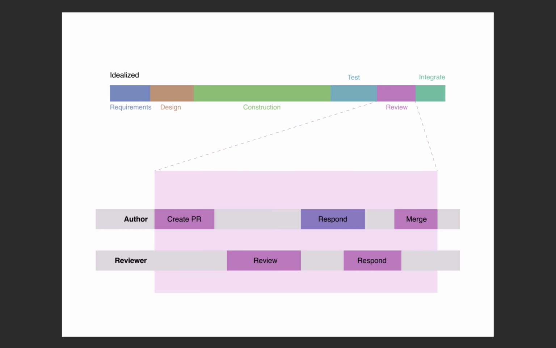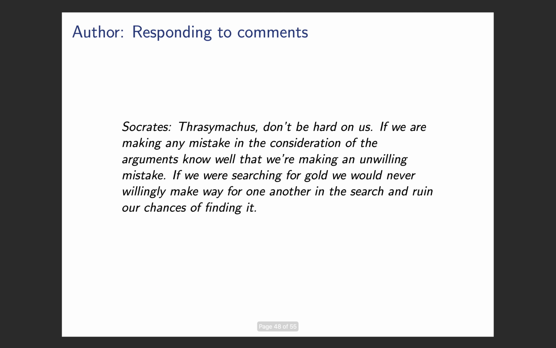Okay. So now, going back to the author responding to the reviewer. Here's a quote from Plato's Republic. Socrates is talking with his friends about justice, and there's this bystander Thrasymachus, who I think was a sophist, and he jumps in, is upset with Socrates, and berates him a bit. This is what Socrates says: "Hey, Thrasymachus, don't be hard on us if we are making any mistake in the consideration of the arguments. Know well that we're making an unwilling mistake. If we were searching for gold, we would never willingly make way for one another in the search and ruin our chances of finding it."